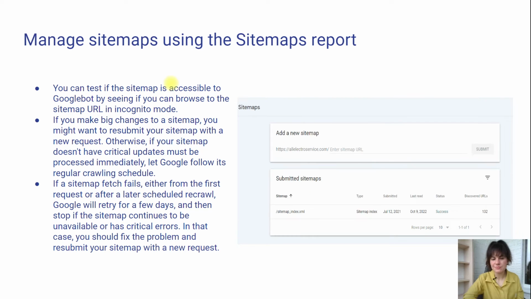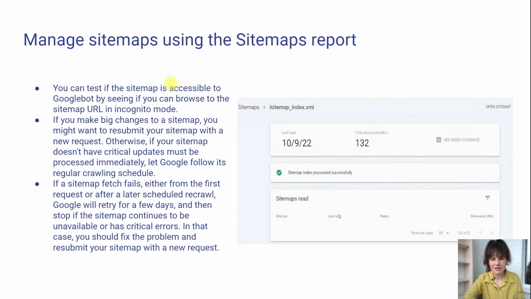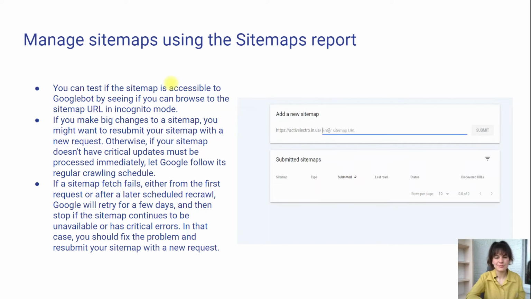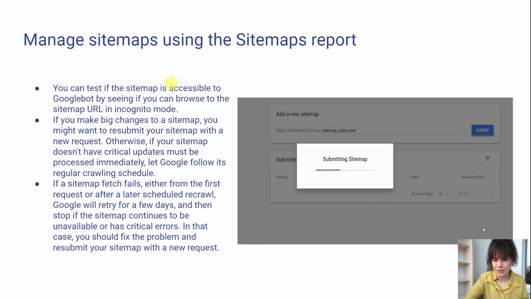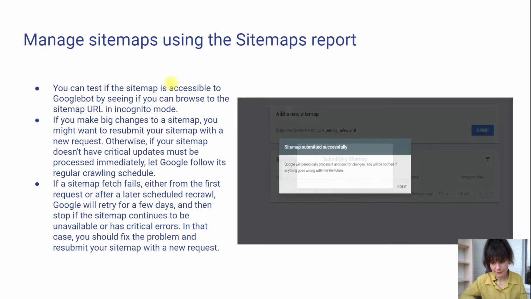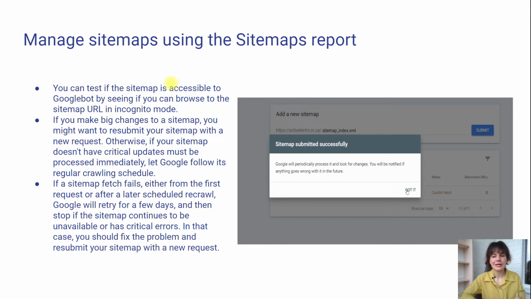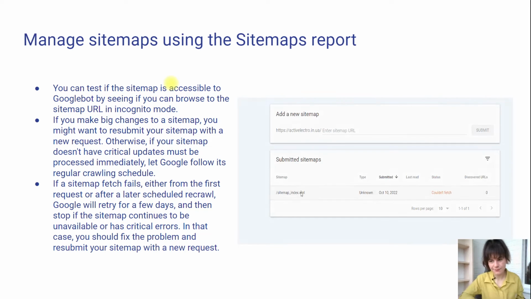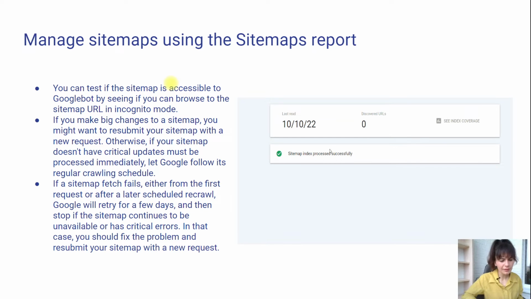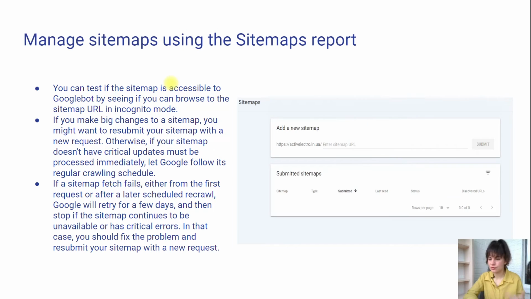If your sitemap fetch fails, either for the first request or after some scheduled recurrence, Google will retry a few times, but if it continues to be unavailable, it will just stop crawling it. So it's better to remove the sitemap which is not fetchable, fix it, and then resubmit. Don't try to do it thousands of times, it won't help.